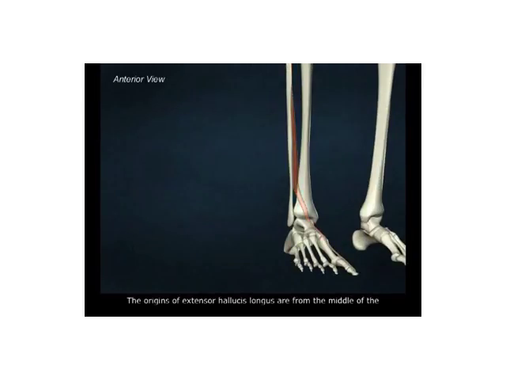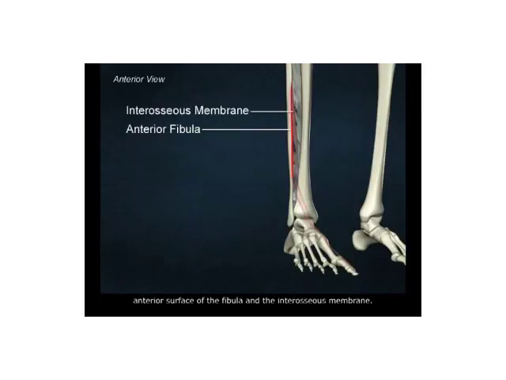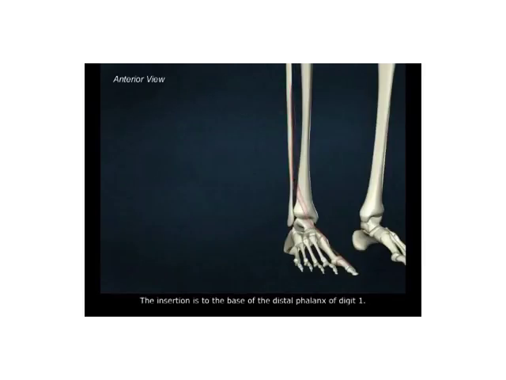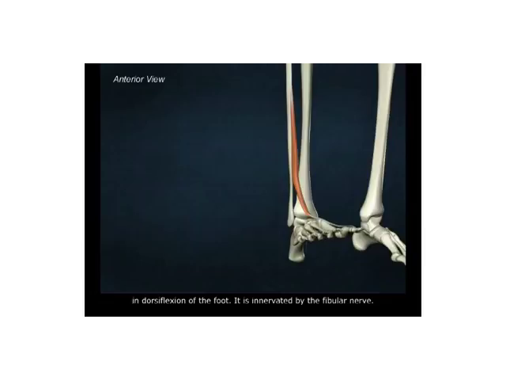The origins of extensor hallucis longus are from the middle of the anterior surface of the fibula and the interosseous membrane. The insertion is to the base of the distal phalanx of digit 1. Extensor hallucis longus extends all joints of the big toe and assists in dorsiflexion of the foot. It is innervated by the fibular nerve.